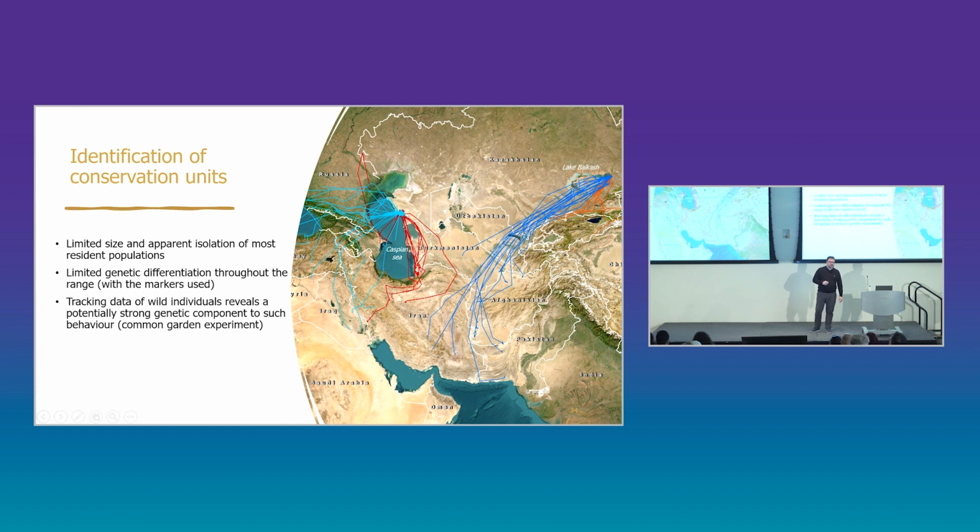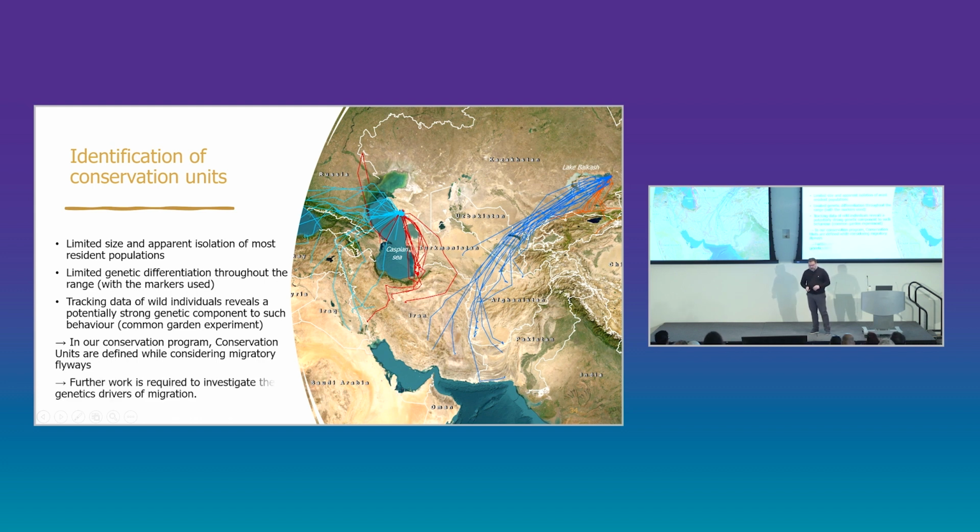And one point that's important is that the birds are migrating alone. So they're not learning migration from their conspecifics. So it means that here we have captive bred birds who express a genetic behavior. We don't know exactly what it's going to be, but it's fairly important in terms of deciding how we're managing the population in the future. So because of that, in our conservation program, we manage each of the populations independently. And we're going to do future work to investigate the genetic drivers of migration in the species.